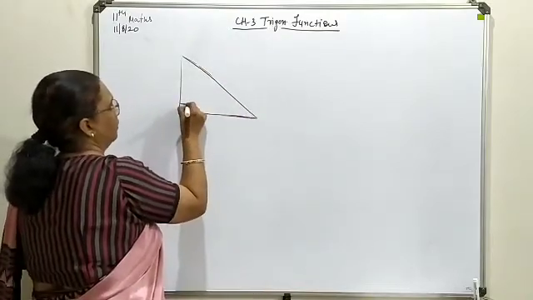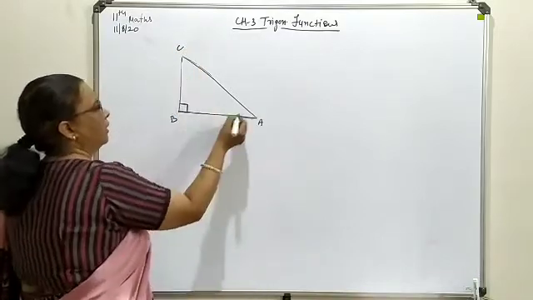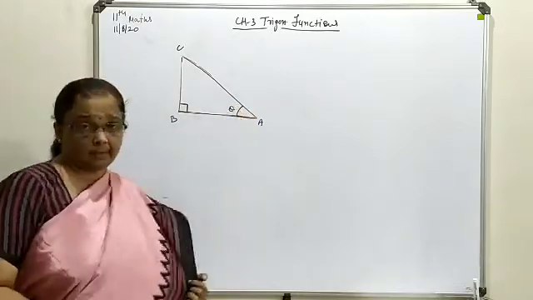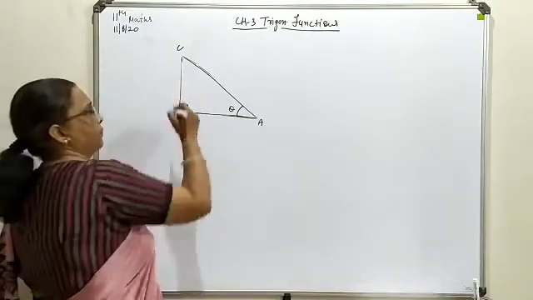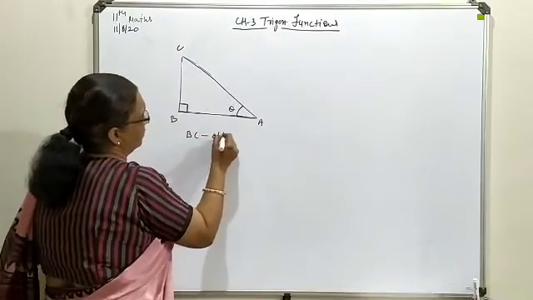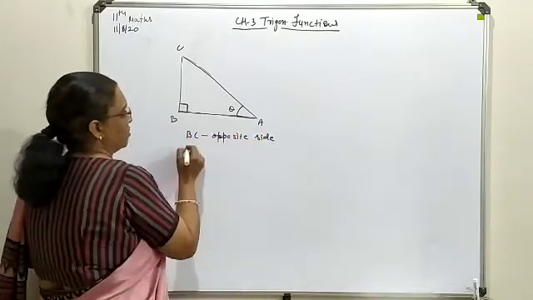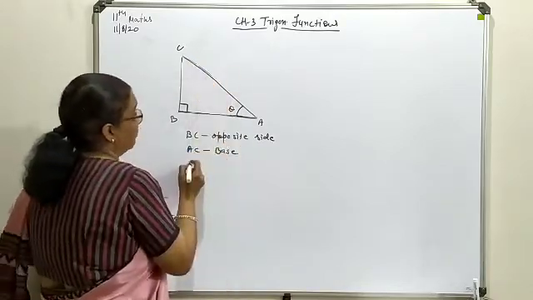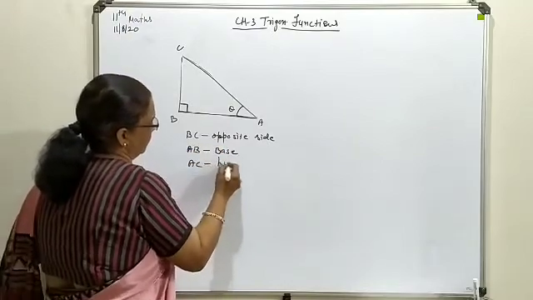This is a right angle we have. This is your A, B and C. Now suppose we are going to take any of the ratio with respect to this angle. So with respect to this angle, this is called the altitude or opposite side. This BC is called opposite side. AB is called base. And your AC is called hypotenuse.